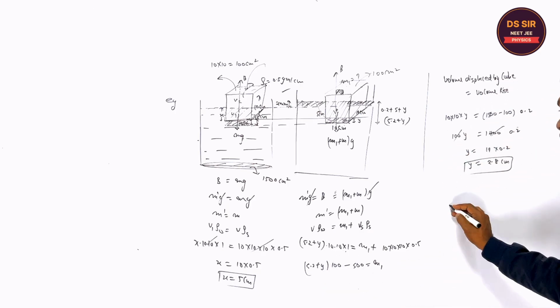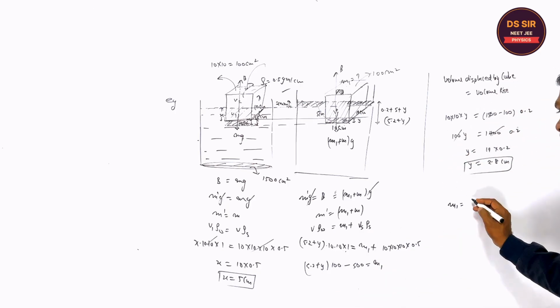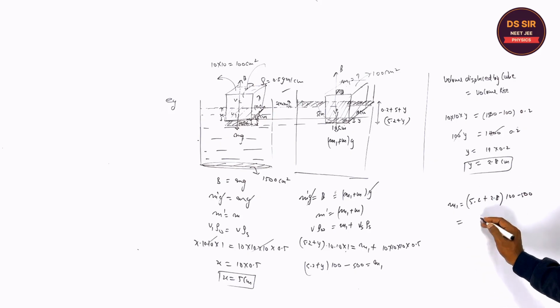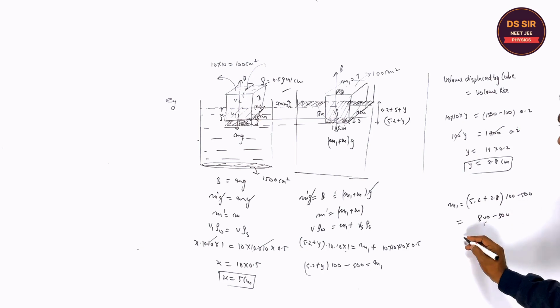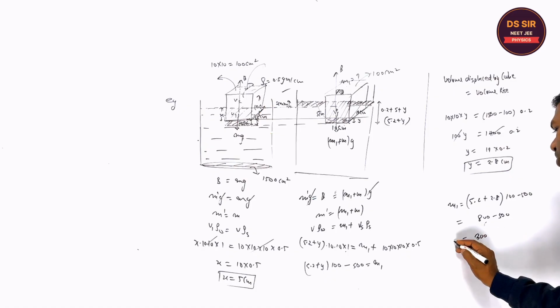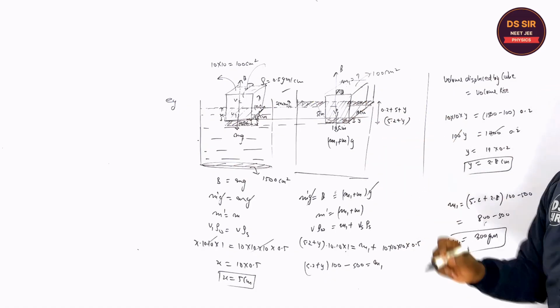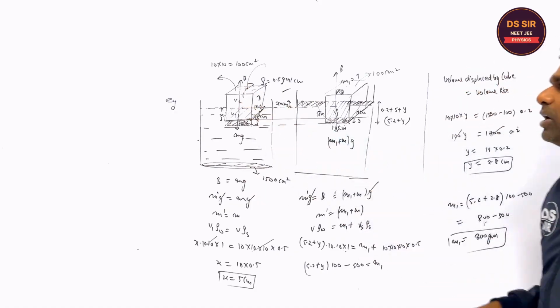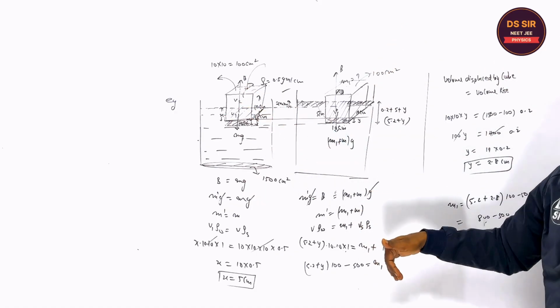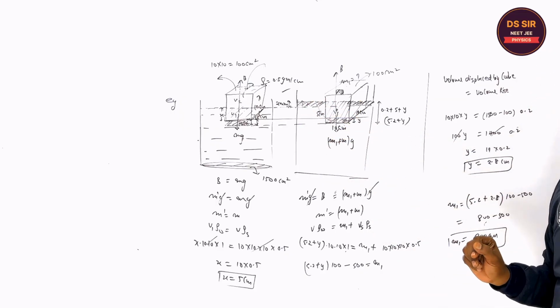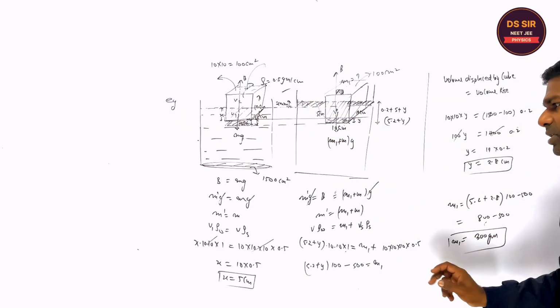So now therefore m1 is equal to what? 5.2 plus 2.8 into 100 minus 500, which is 800 minus 500. So the mass is 300 gram. So the mass of this block, which is placed right over the block, so that when it comes down, the water level rises by 2 millimeter. Is it clear or not? So this is the solution.